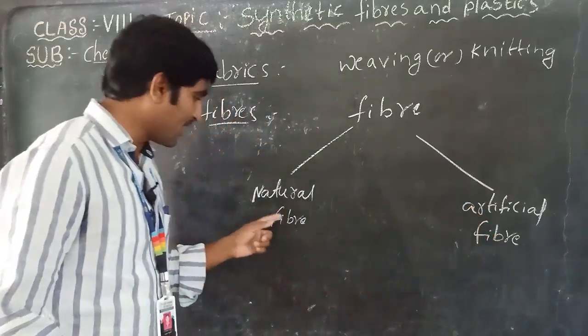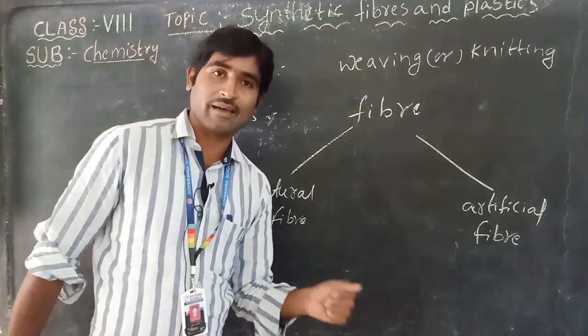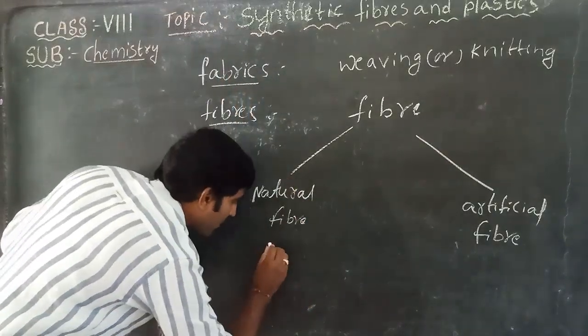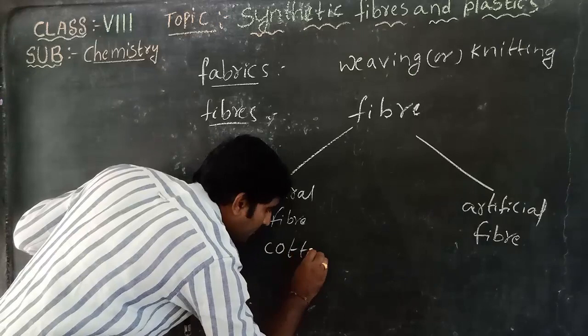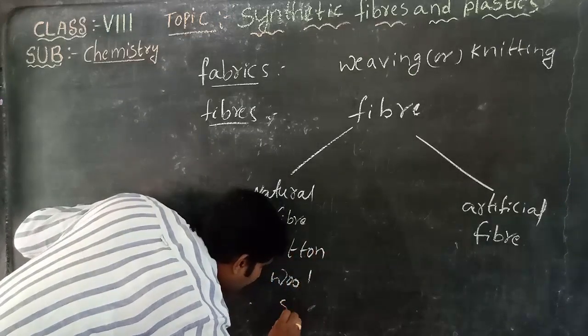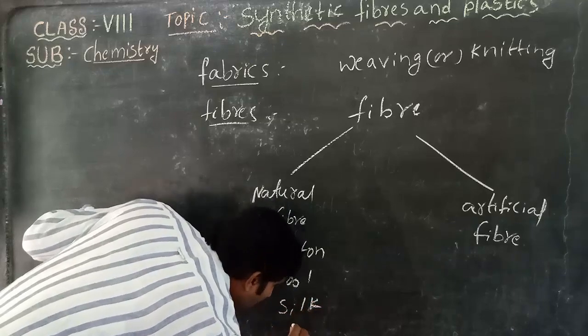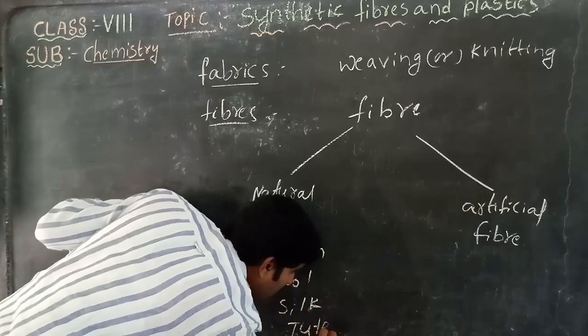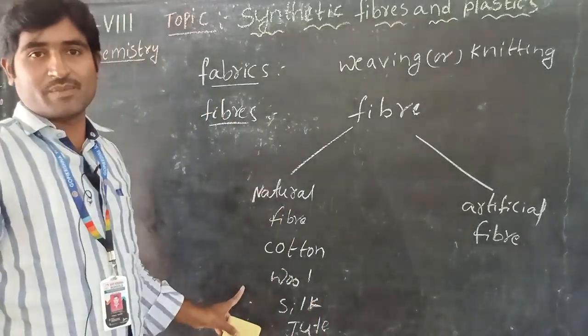Shall we take some examples for natural fiber and artificial fiber? Yes. We will take some examples for natural fiber. Main examples are cotton, wool, silk, jute. These are some examples of natural fibers.